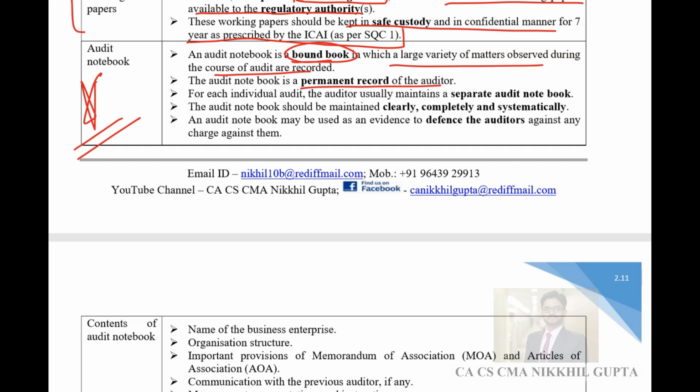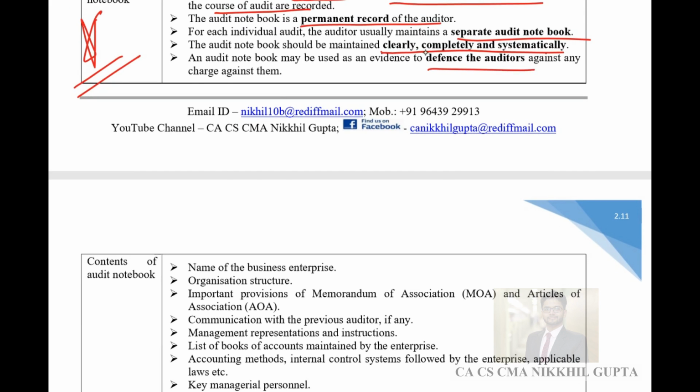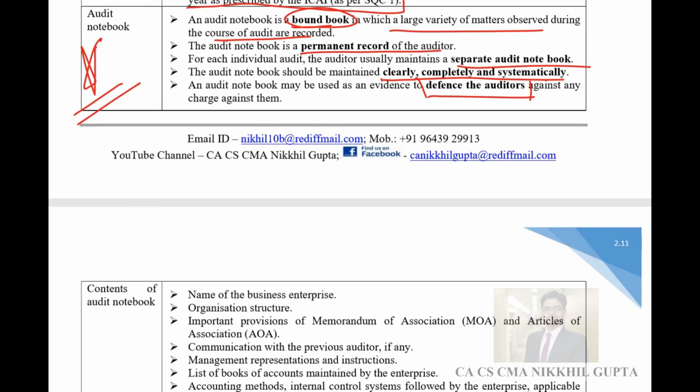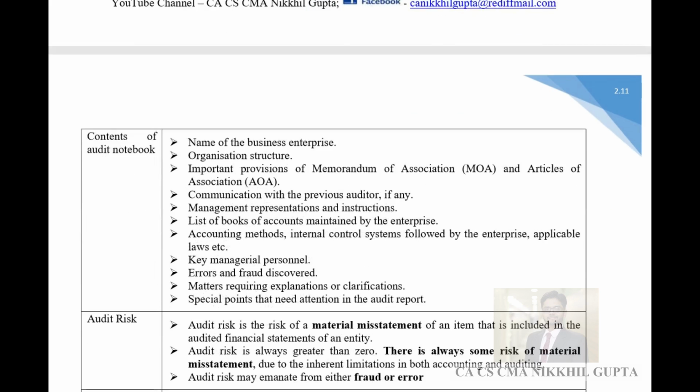Audit notebook is a permanent record of auditor and it is a separate audit notebook. Audit notebook should be maintained clearly, completely and systematically. An audit notebook may be used as an evidence to defend the auditor against any charge against them. So again, same point guys, to defend against any charge, to act as a shield for the auditor, audit notebook is also one of the most important documentations which are there in audit.